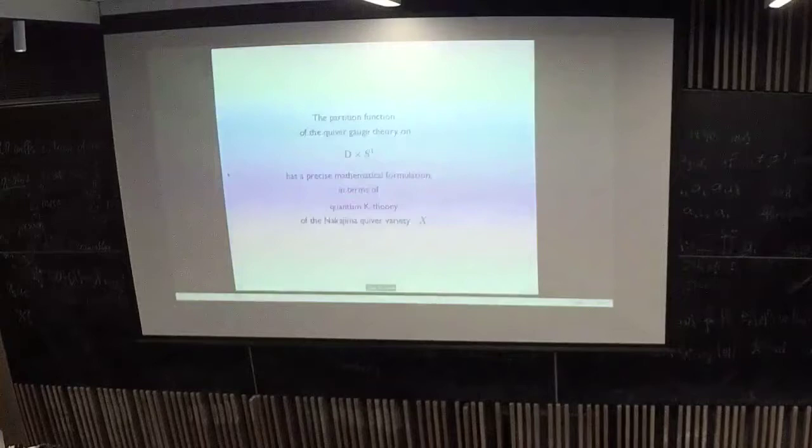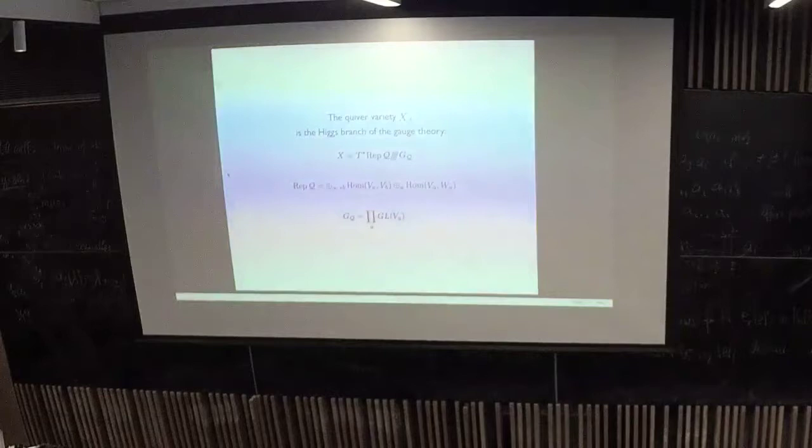Now, fortunately, the same physics words I just said have a precise mathematical formulation in terms of quantum K-theory of the Nakajima quiver variety X. So what's X? X is just the quiver variety that Nakajima would have associated to the same quiver data. From the physics perspective, it's what's called the Higgs branch of the gauge theory. You take the representation space of the quiver, take the T-star of it, and then take a hyperkahler quotient by the gauge group.